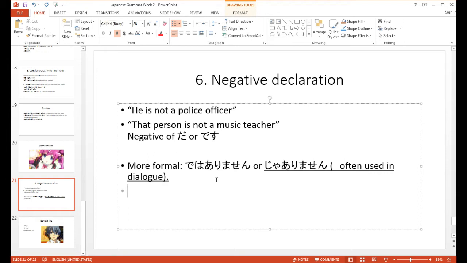And casual form is de wa nai, or, oops, janai. You guessed it, janai. Okay. So arimasen, formal. Nai, informal. When we start talking about verbs, this is the same exact thing you're gonna use to distinguish between the formal negative and the casual negative. All right. So let's look at some examples.